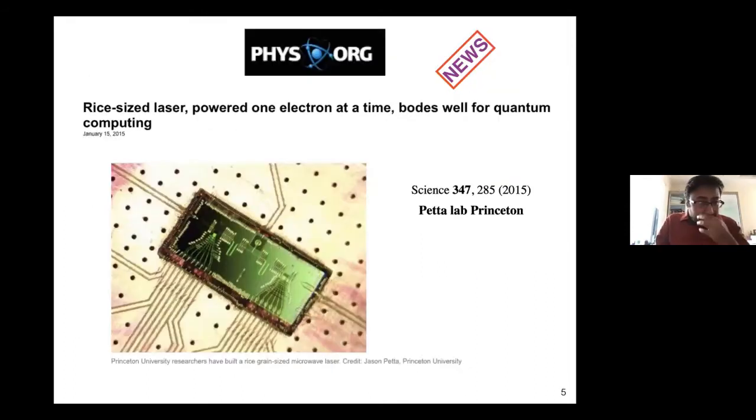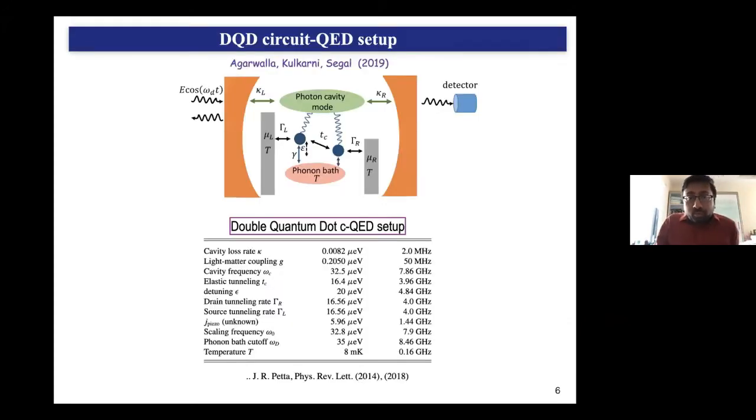This kind of setup has created a lot of buzz, and you can see here, in this particular 2015 paper, out of this double quantum dot, the Petta lab in Princeton was able to realize a maser. So these are interesting things, and what we are going to do is to try to understand one particular setup.